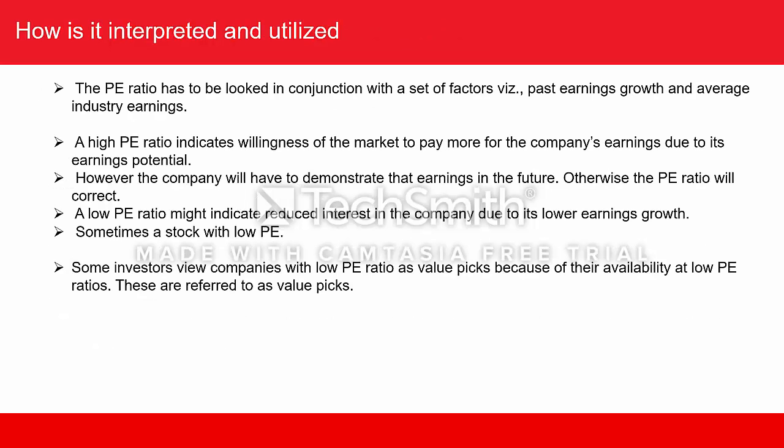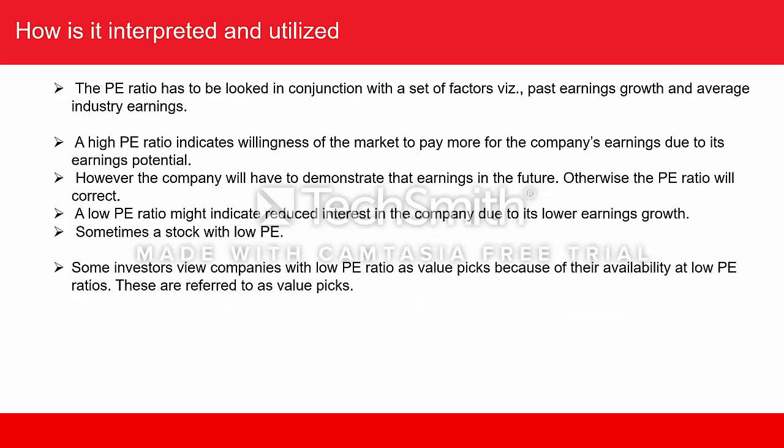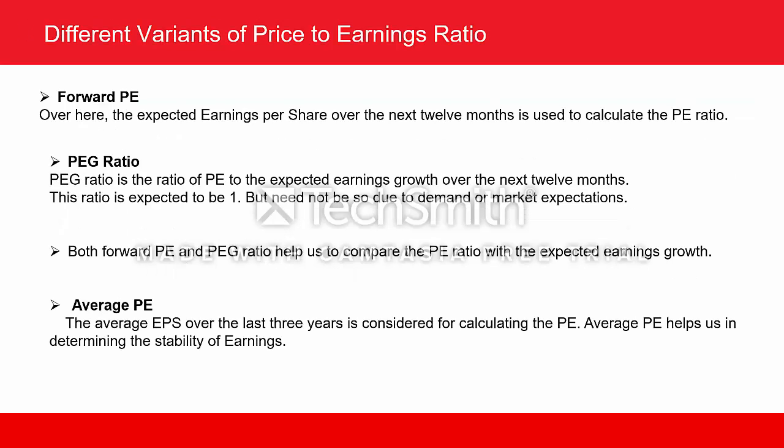So yeah, it's important that you understand why the price is always higher or sometimes even lower than the current earnings. How is the PE ratio calculated? How do you interpret and utilize the ratio? And some other variants of the PE ratio which help you to compare the current earnings with the expected future earnings, as well as help you to understand the stability in earnings, especially when earnings are not stable or rather volatile.